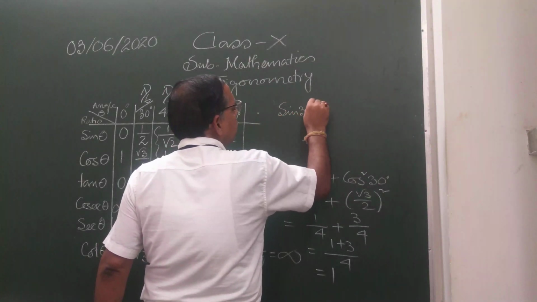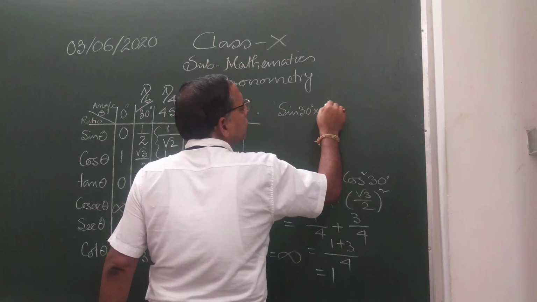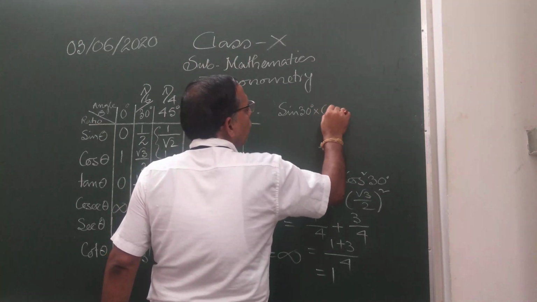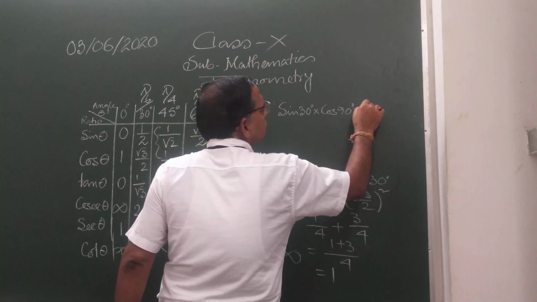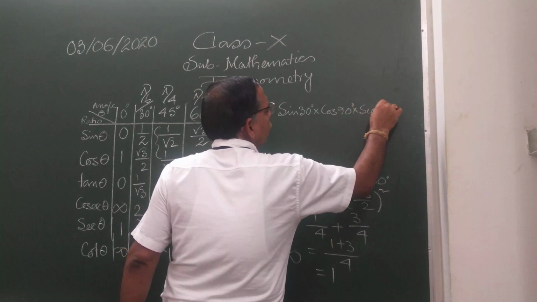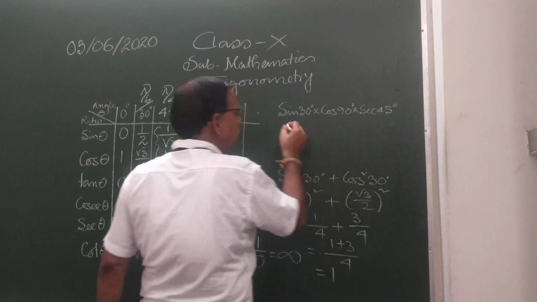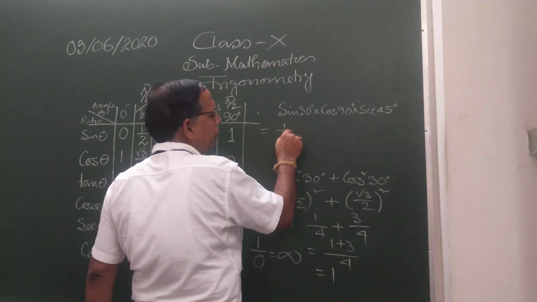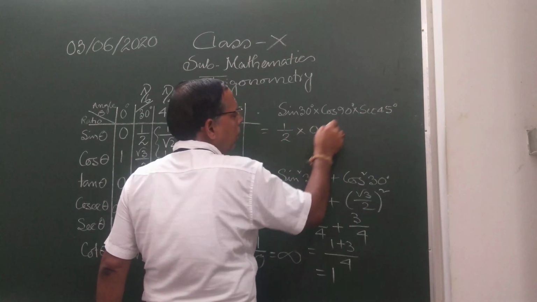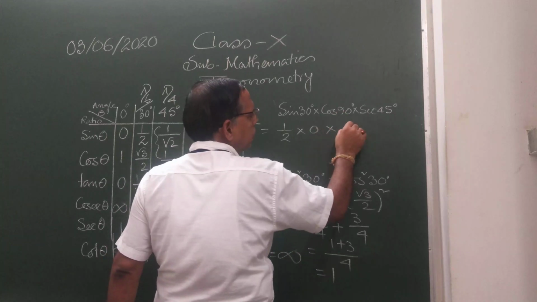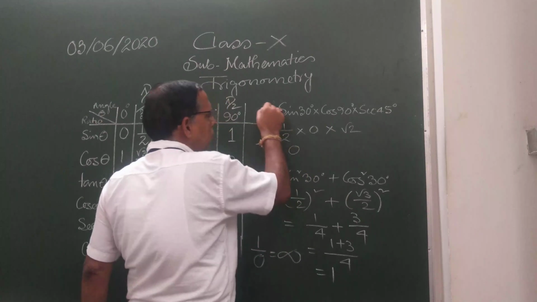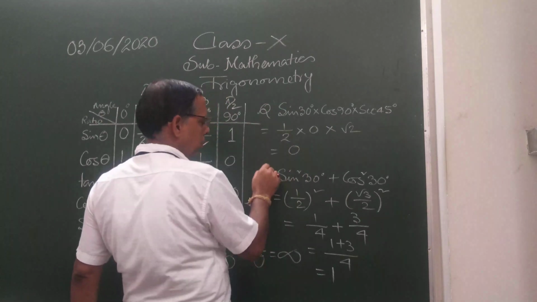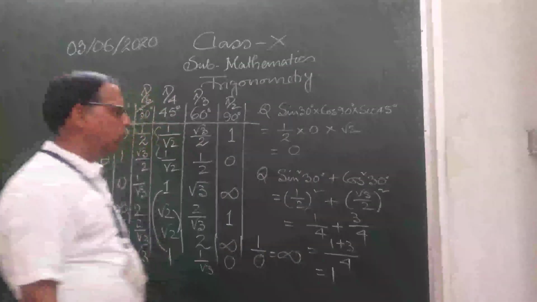Sin 30 degree, cos 90 degree, sec 45 degree. What is that? Half. Cos 90 degree 0. Then root 2. Zero. This is one question, another question.